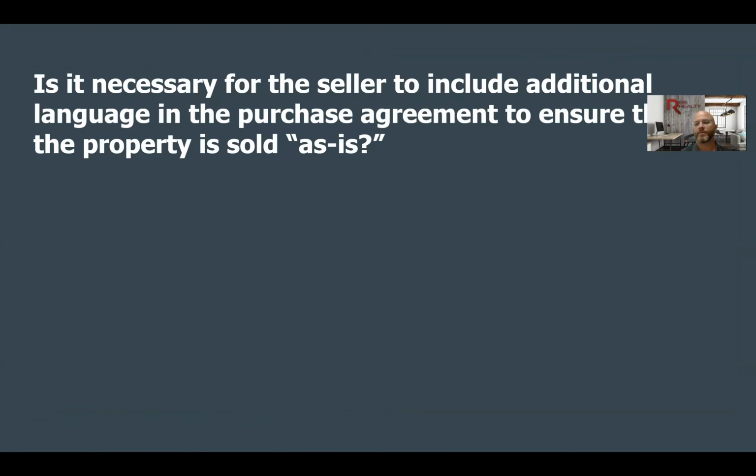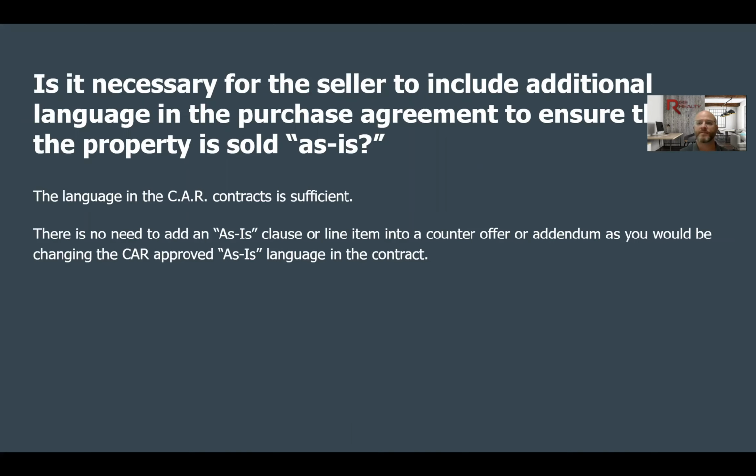The reason why I bring it up is because I see people writing that all the time. And when you write in a clause, something having to do with as is or something like that, you're changing the contract. And so we don't really want to do that. We want to keep the clauses that are in there. They're C.A.R approved. They've been reviewed by attorneys. So if you write in some sort of additional as is clause, you're actually modifying what attorneys have already approved in the contract. So you want to kind of stay away from that.